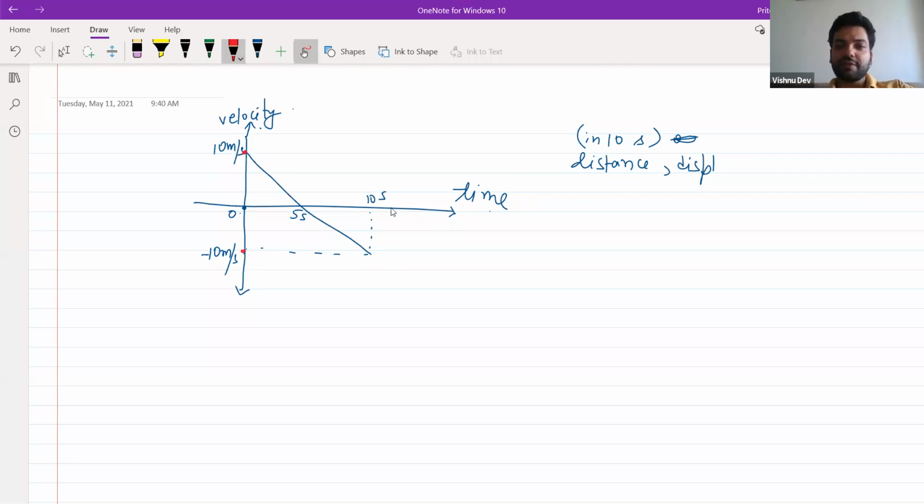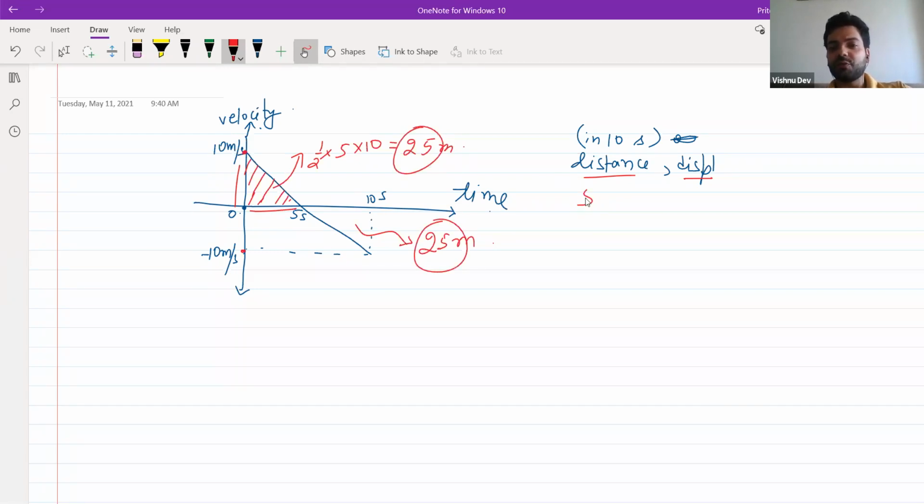Let us see. Definitely, to find distance and displacement, we will use areas. That is clear to us. The area of this section here will be half times base, that is 5, times height, that is 10. So you will get 25 meters. In the same manner, you will get the area for this section as 25 meters. To find distance, we just keep adding the total path length. We calculate the net path length, so it will be 25 plus 25, that is 50 meters.